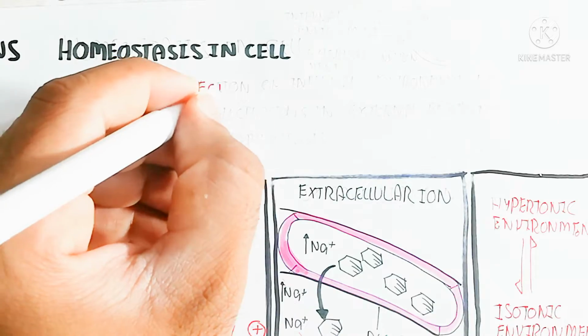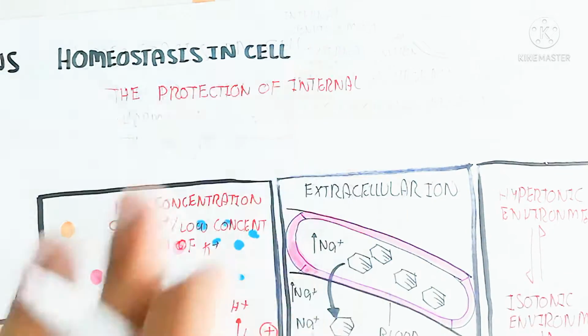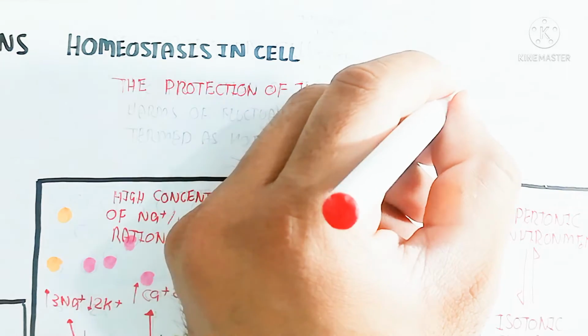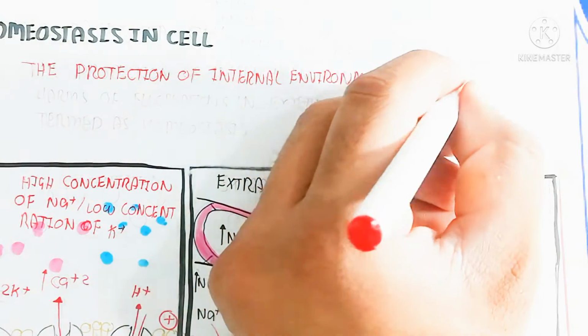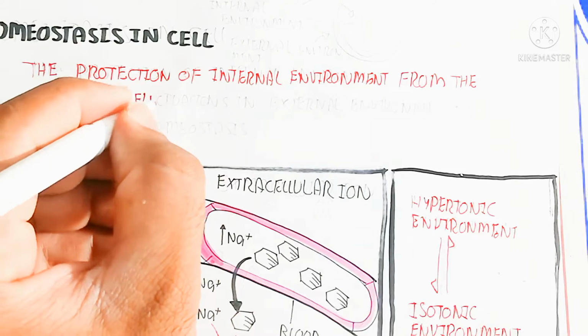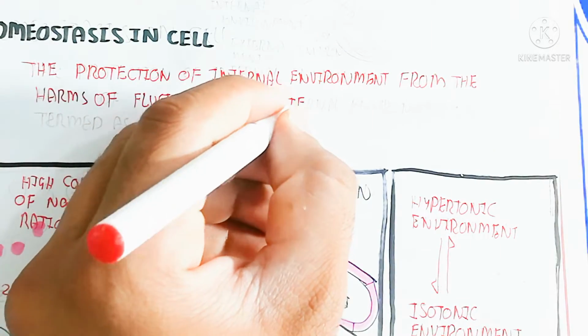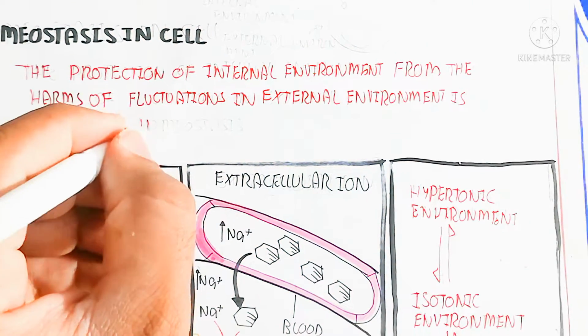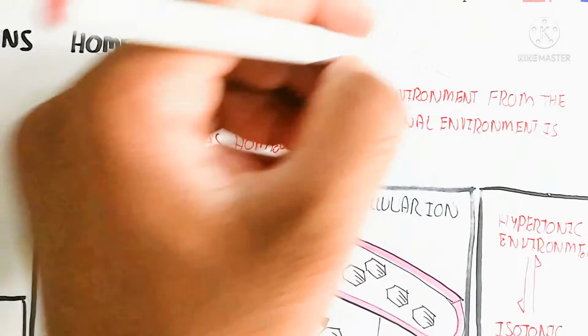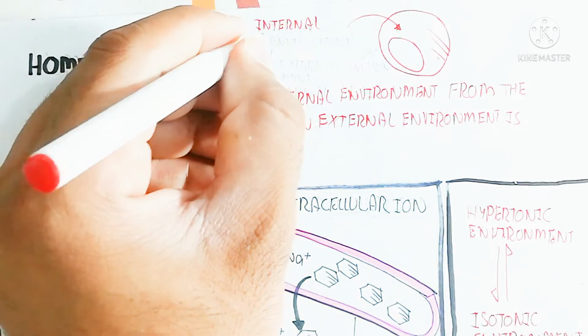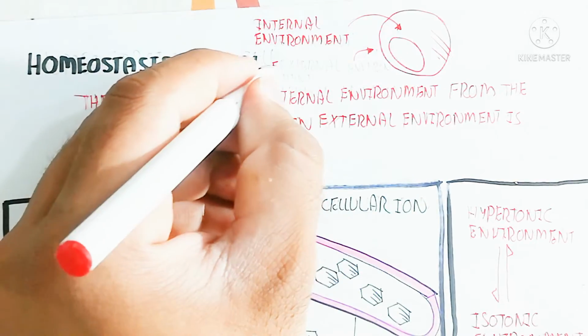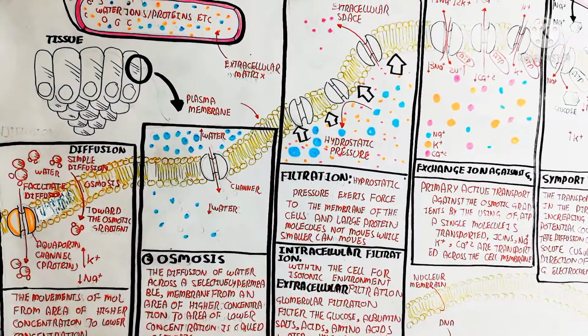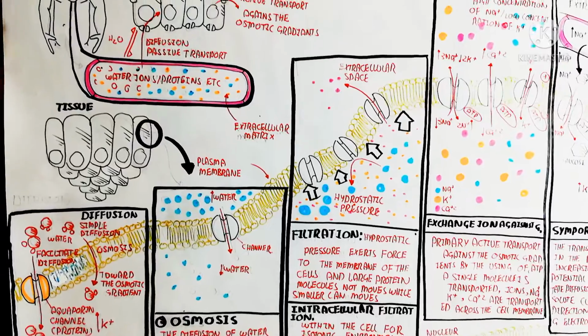So in this way homeostasis is maintained in the cell. Why homeostasis in the cell? Because of normal function with balanced water, balanced ions, balanced sodium and potassium. That is why the protection of the internal environment from the harm of fluctuation in the external environment is termed homeostasis. This is the protection, because when excessive water fills the cell, the cell can lyse. To prevent this, the water moves out through an aquaporin channel for the isotonic condition rather than the hypertonic condition.